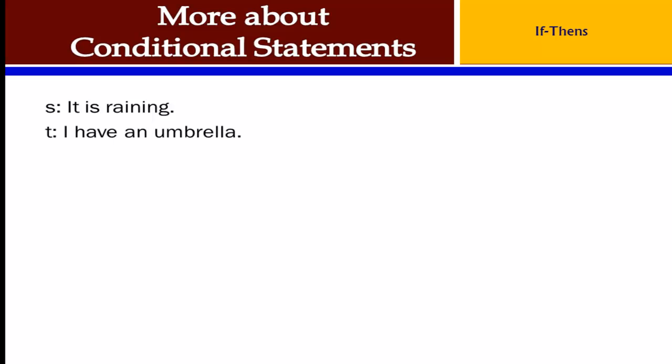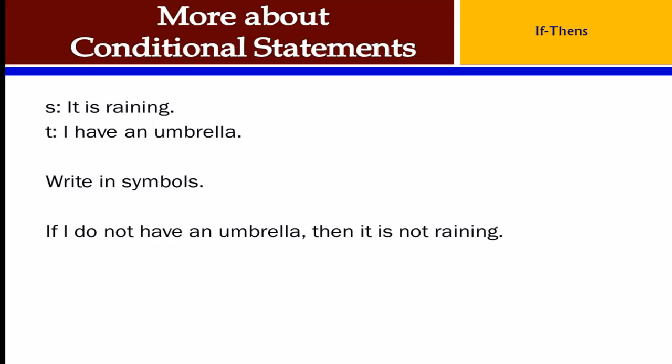Here's another. It is raining, I have an umbrella. We'll write in symbols. If I do not have an umbrella, then it is not raining. So this is an if-then statement, and we've got some negations here. Do not have an umbrella would be the negation of statement T. It is not raining is the negation of statement S. Since we have an if-then, we write, if not T, then not S. So that's tilde T, right arrow, tilde S.